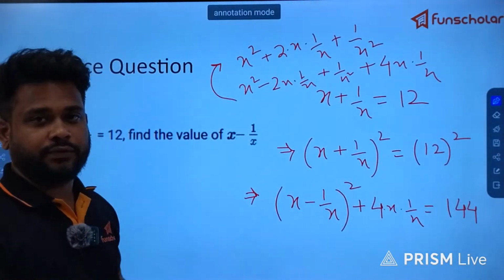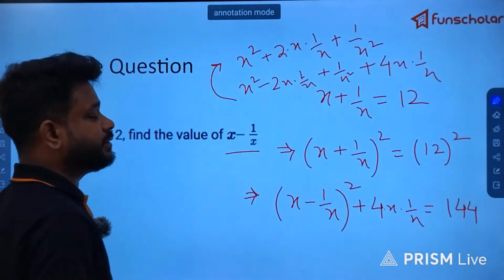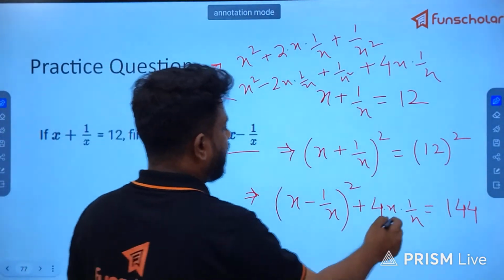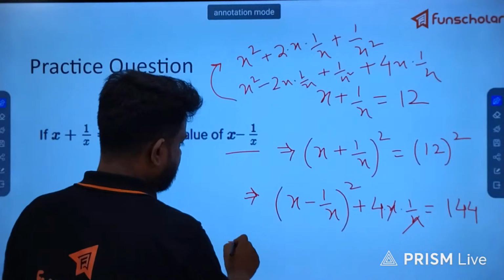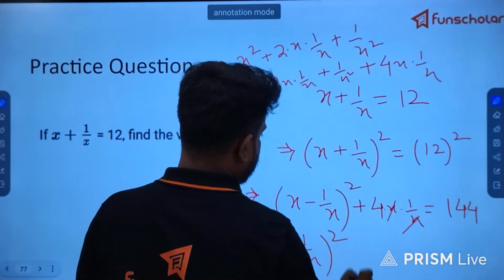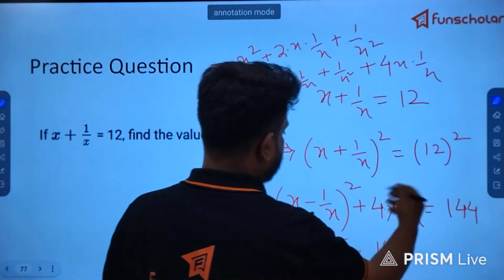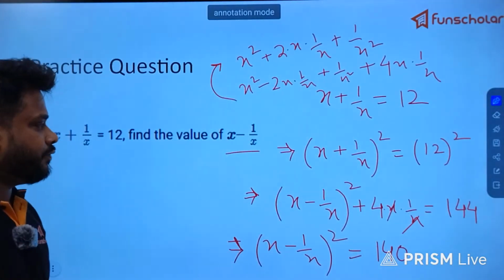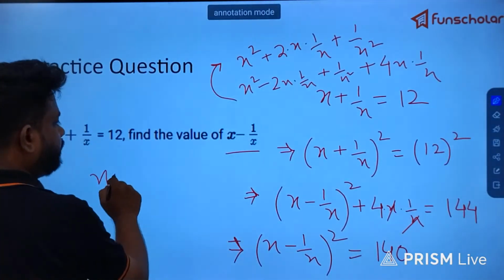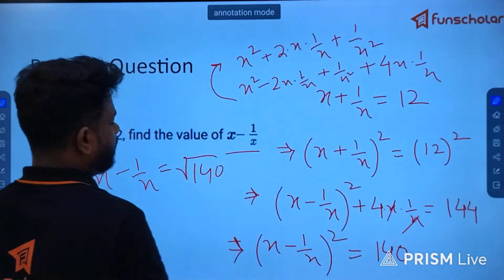Just look at this carefully. That's why we have been asked to find this x minus 1 by x, so we have taken it deliberately. Now cancel out x and x, and it will be x minus 1 by x and its square. It will be 144 subtracted from 144, which is 140. So the value of x minus 1 by x will be root over 140.